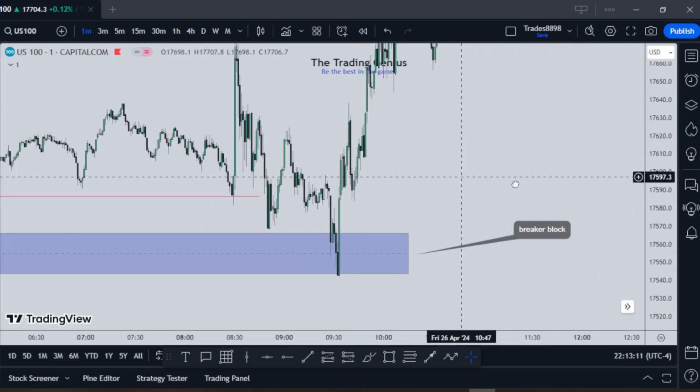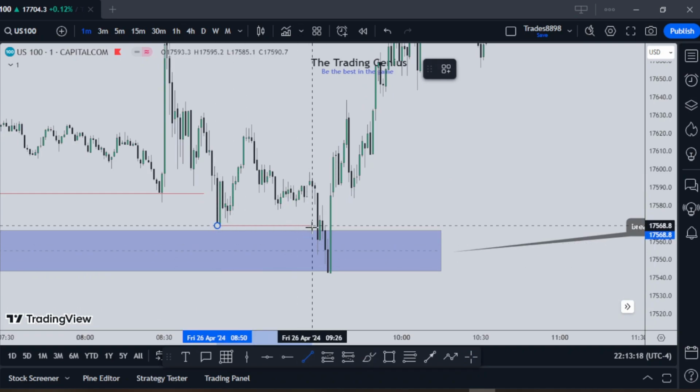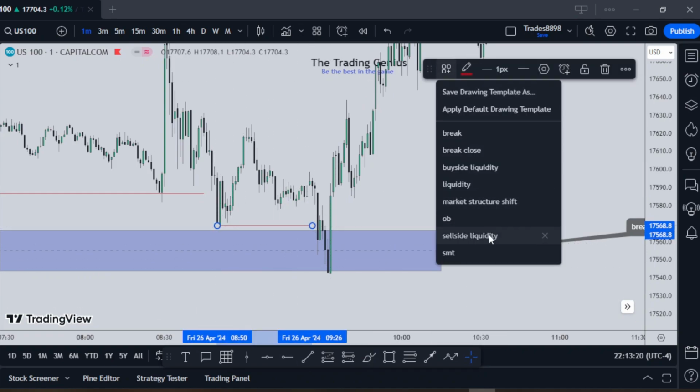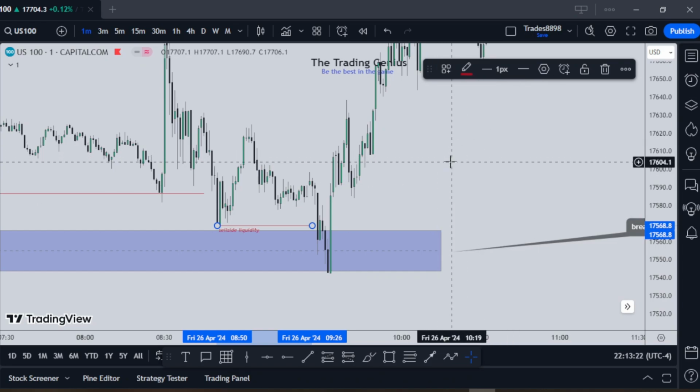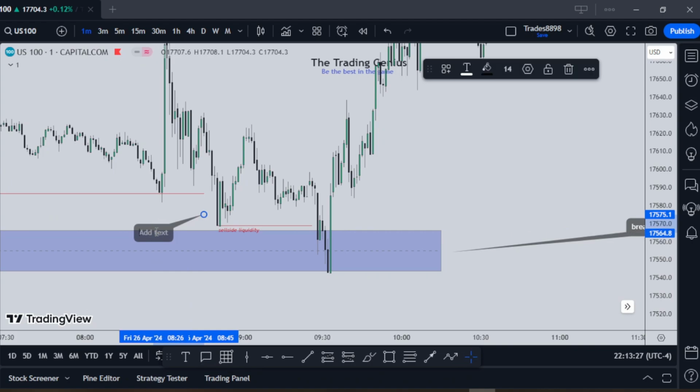Breaker block here. So the first thing that we can see is that in the 1 minute time frame we have another liquidity sweep right here. See, this is amazing, right? This is really, really good, because if we want to go long, we want to see price take out liquidity first, right? So we have another 1 minute liquidity sweep here. All right, liquidity sweep.